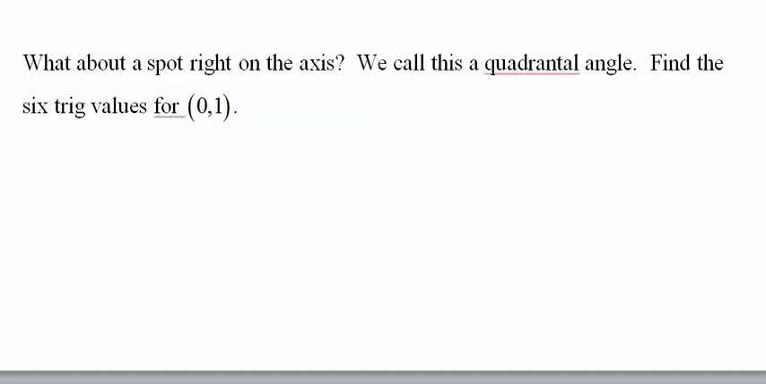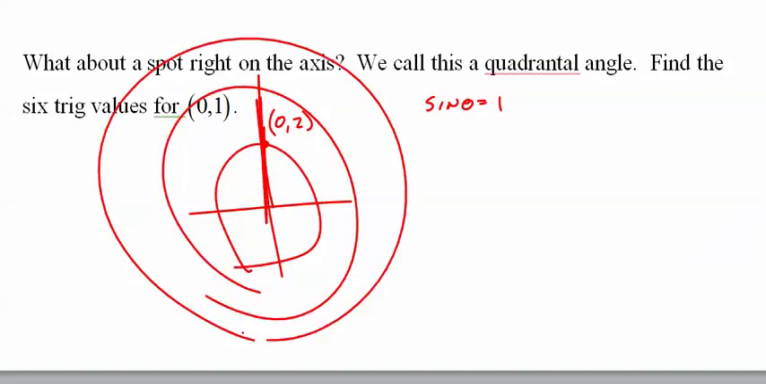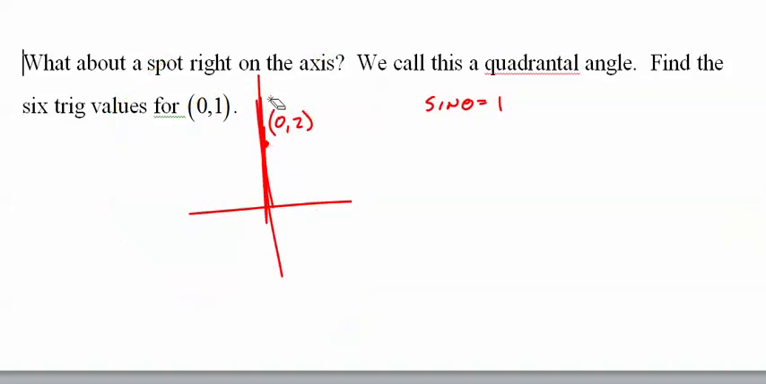Now here's the hard part. What about a spot right on the axis? So find the 6 trig values for 0, 1. Oops, I lied. We're still doing unit circle, because I know what's going on here at the unit circle. Sine is 1. Well, what if this was 2? Doesn't matter. I am on this quadrantal, whether it's a unit circle or bigger. Sine, cosine, and tangent are all the same along that line.